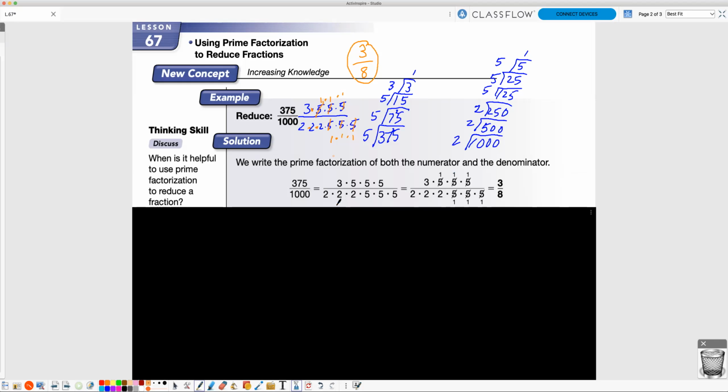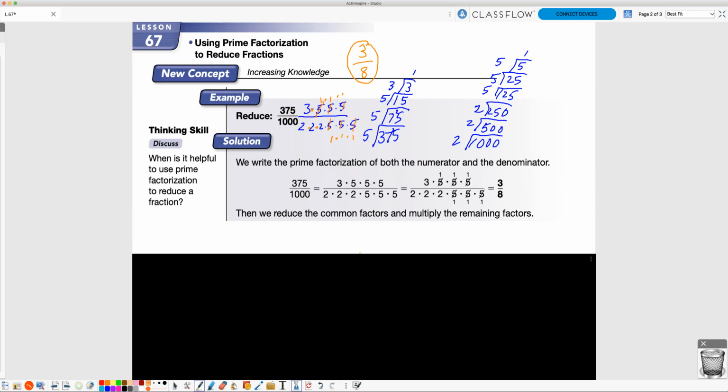We can write the prime factorization of both the numerator and the denominator and then cancel it out. When we reduce these common factors, you can see that they're just left with 1 over 1. So you do have to remember that you're basically turning this 5 over 5, a 5 over 5 equaling 1 over 1. It's an equivalent fraction. They both equal 1. So that's what you're doing there.